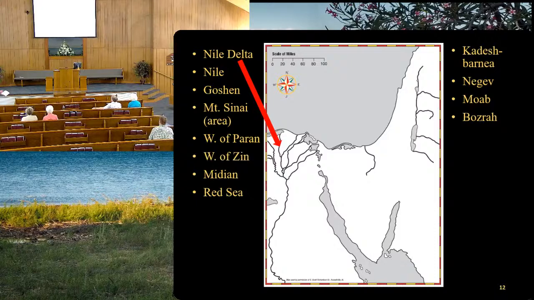So Nile Delta, pretty obvious one. Most people are going to know that one. And then the Nile River itself. So that's the first two main points we'll hit. And then once you have that, the land of Goshen. It'll be just kind of to the lower left, right side of the Nile Delta.